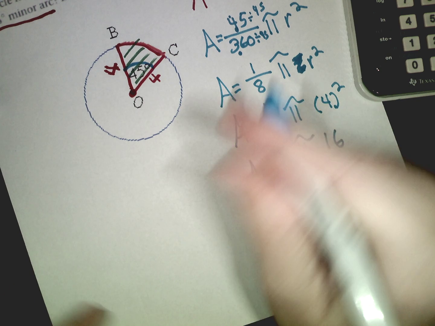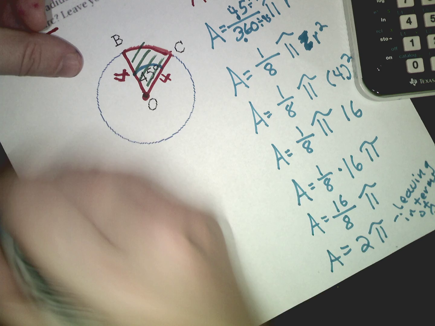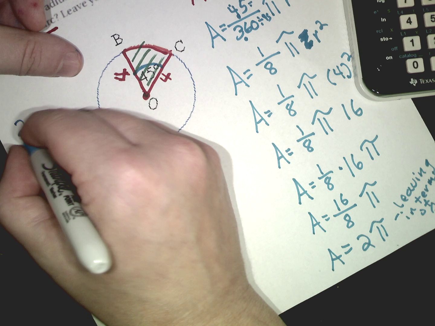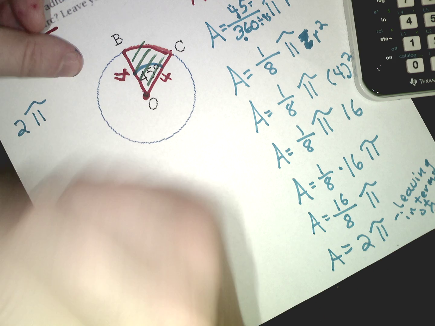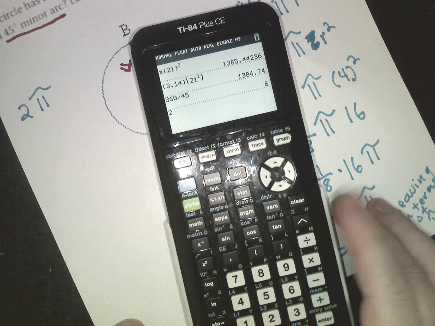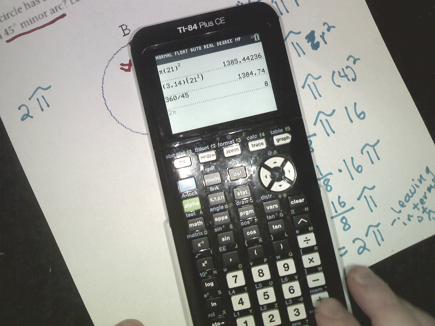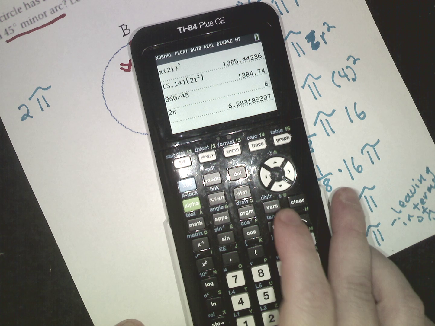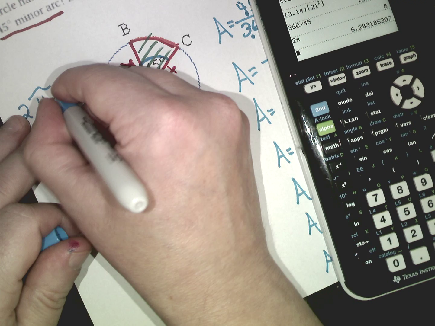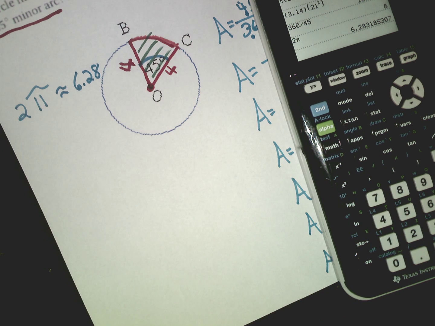So, here, let's look at this another way. What is 2 pi? If I plug 2 times pi into a calculator, it's going to be something like 6.2831. So let's round it. We'll say approximately 6.28.